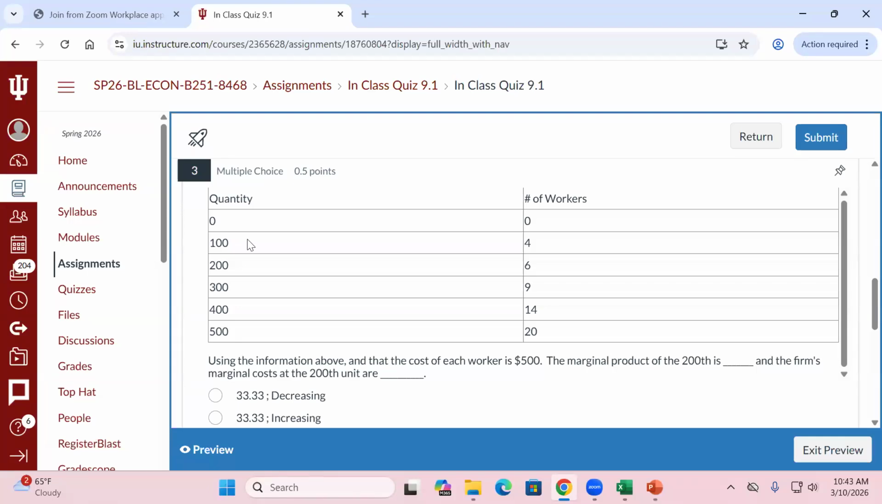Well, the change in output is 100. The change in the number of workers is 4. My marginal product of labor would be 25. So if it's going from 25 to then 50, my marginal product of labor is increasing, which means I must have what? Gains from specialization.